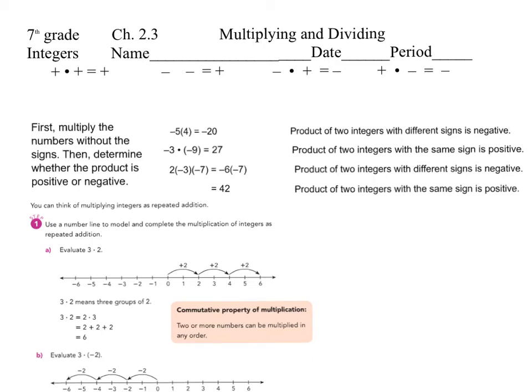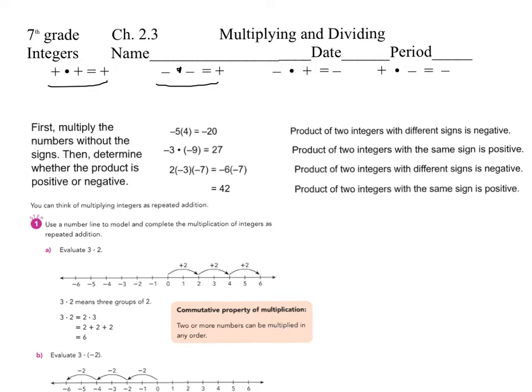All right, so today we're going on to Chapter 2, Section 3, Multiplying and Dividing Integers. And we have some little symbols up here right at the top. If you have a negative times a negative, that's going to give you a positive. If you have a negative times a positive, you're going to have a negative. And if you have a positive times a negative, you're going to have a negative. So what this is telling me is if the signs are the same, your answer is going to be positive, and if your signs are different, your answer is going to be negative.